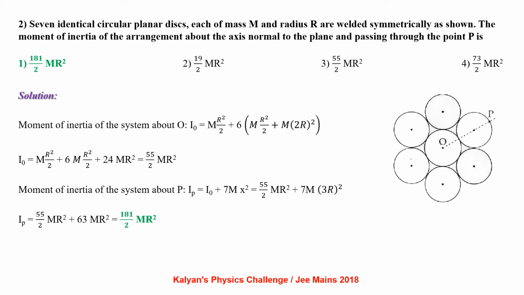Moment of inertia of the system about P, a parallel axis to I0. So IP equal to I0 plus 7 times M x square. That is 55 by 2 MR square plus 7M into 3R whole square. Take the LCM to obtain 181 by 2 MR square.